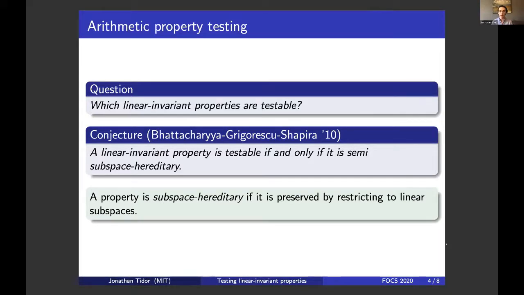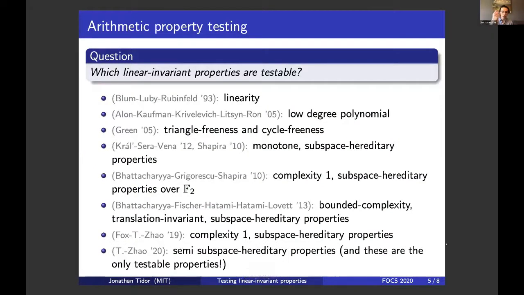And there's been a lot of work over the years on showing that different specific properties are testable. We already saw the example of testing linearity, and I've included on this slide most of the works done that prove that different classes of properties are testable. So let me bring your attention to one work by Bhattacharya, Fisher, Hatami, and Lovet. This is the work, the last work before ours, essentially.